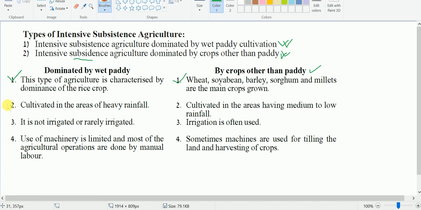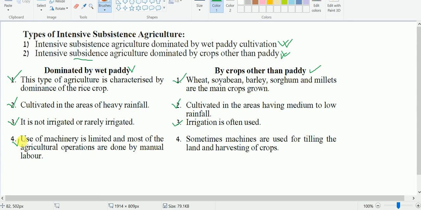The second point of difference is the rainfall. The wet paddy type of agriculture is practiced in the areas of heavy rainfall, and the type by crops other than paddy is cultivated in the areas having medium to low rainfall, that is, rainfall ranging between 25 to 75, up to 100 maximum. And the third difference: in the first case, dominated by wet paddy, it is not irrigated or rarely irrigated. And as we have learned earlier, in the other type of farming, irrigation is often used.